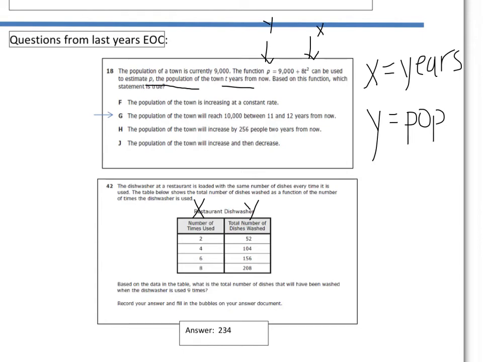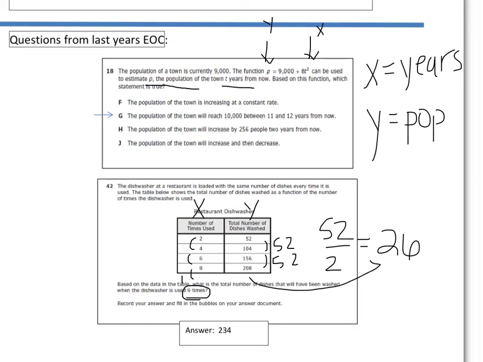Now, it wants to know how many dishes are washed when I use the dishwasher 9 times. Well, if I look here, to get to 9, these are all going at intervals of 2, but to get from 8 to 9, I have to go to an interval of 1. Over here, these are going at an interval of 52, but that's whenever we're changing using the dishwasher 2 times. So how would I get to 9 instead of 10? I'd have to go halfway in between. So I have to divide that 52 by 2, which would give me 26. Now, when I add that 26 to that 208 here, I will get my answer, which is 234.